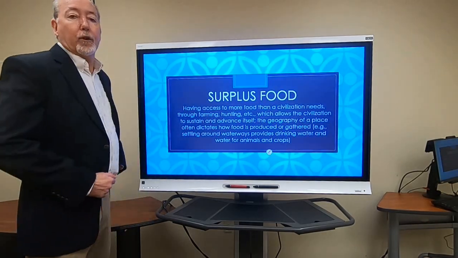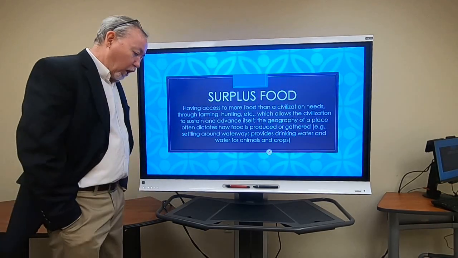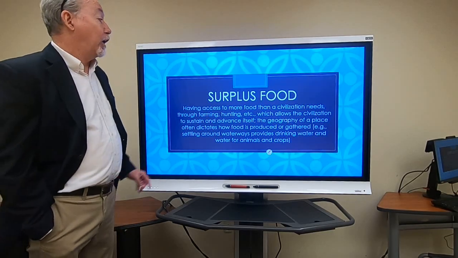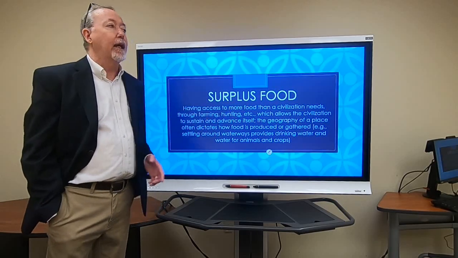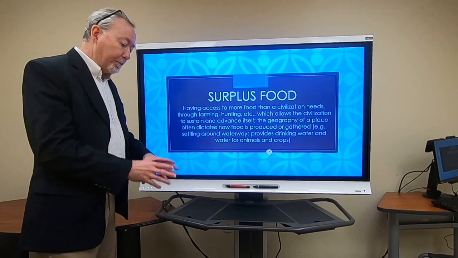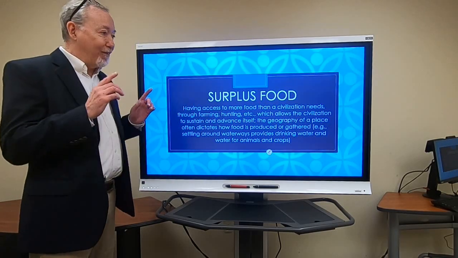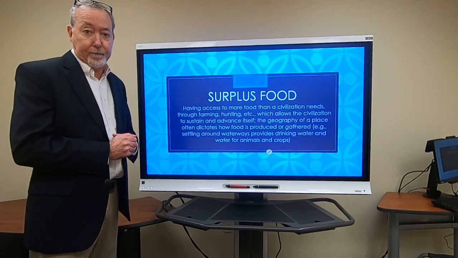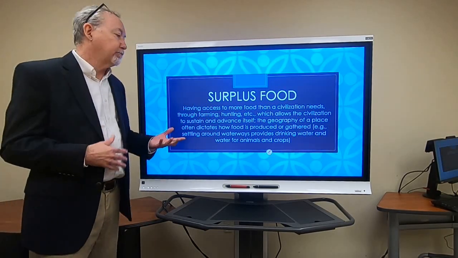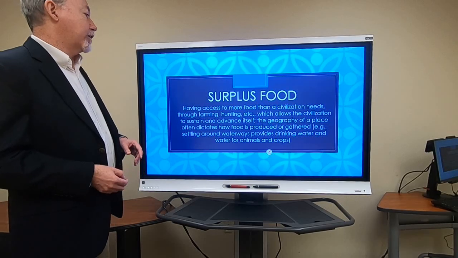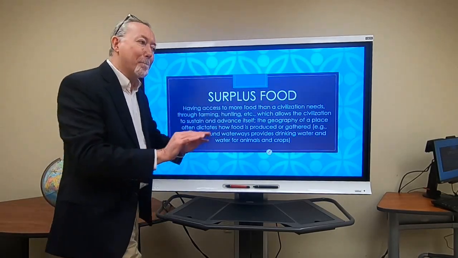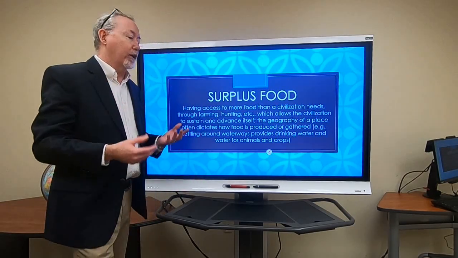All right, here we go, surplus food. If you are a civilization and you have more food than you actually need, we say you have a surplus. Surplus, it's more than is required to keep the people who are in that civilization alive. And that's a huge luxury. Having access to more food than a civilization needs through farming, hunting, etc., which allows a civilization to sustain, but even more important, to advance itself, to become better, to become stronger, to become wiser.